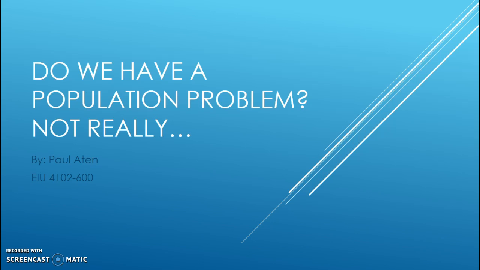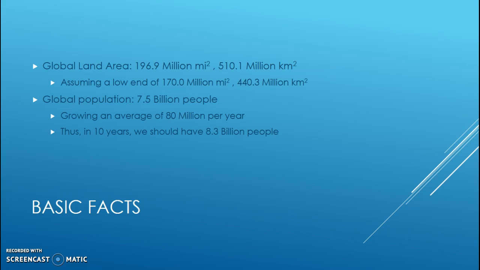So let's begin. Some basic facts. The global land area of the planet Earth consists of approximately 196 million square miles, which is equal to 510 million square kilometers. For the purpose of this video, since I am a mathematician, I prefer kilometers. I don't know why. I just do. It's the units of tens, probably.